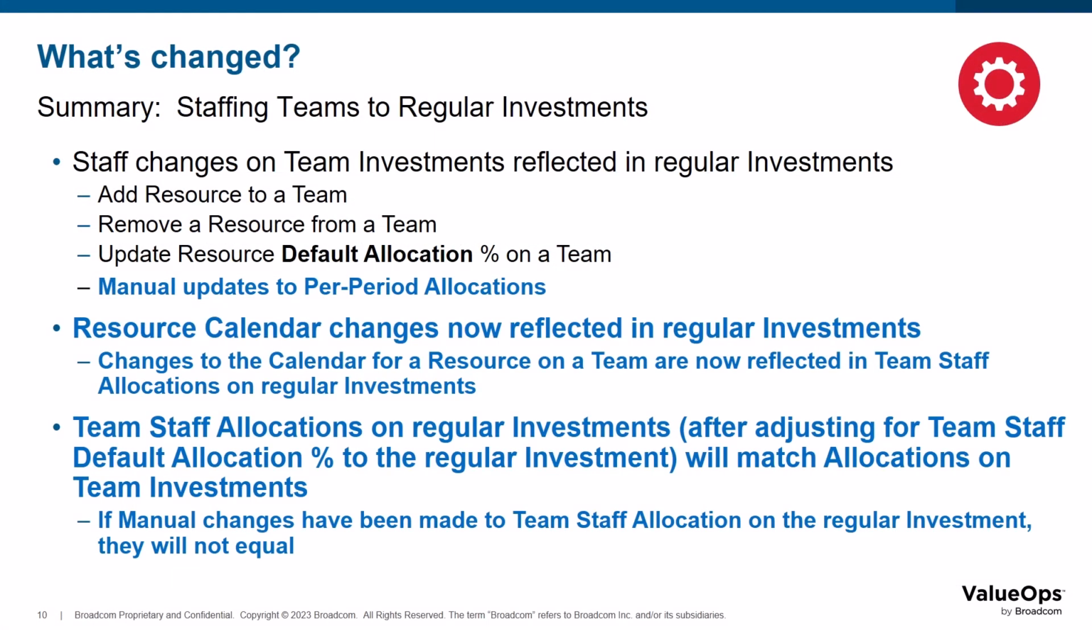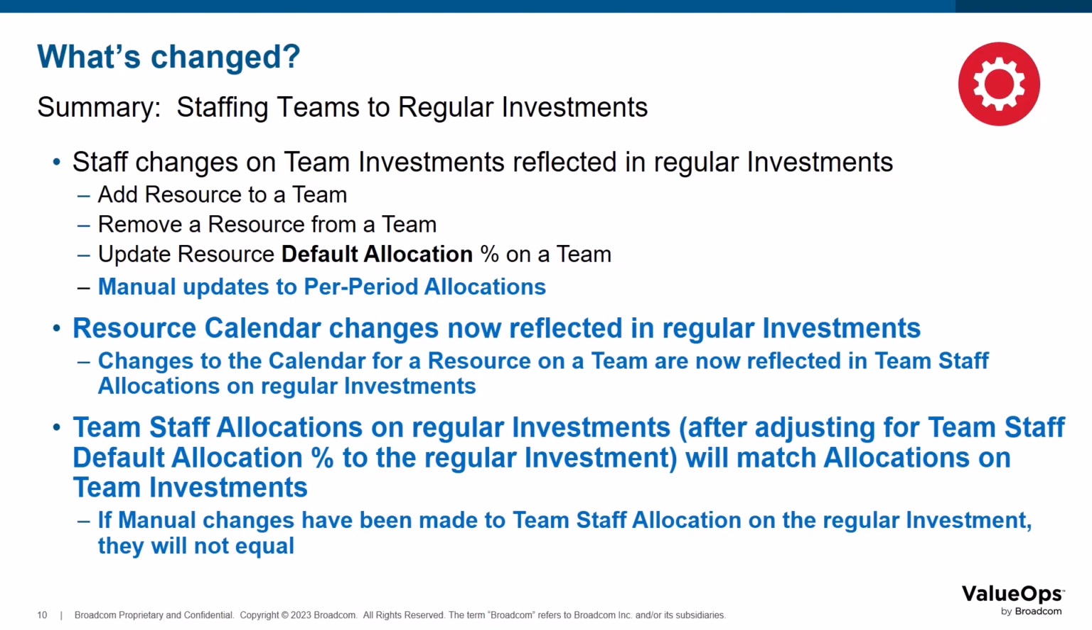Here's a summary of what happens whenever you're staffing teams to regular investments. The items in black define the behavior last release, and any items in blue capture the changes that we made in the current release. Last release, whenever you made staff changes on team investments, and you did things like add a resource to a team, remove a resource from a team, or you updated the resource's default allocation percent on a team, those would automatically get reflected in the regular investments that the team was staffed to.